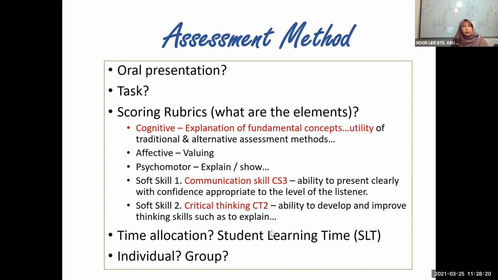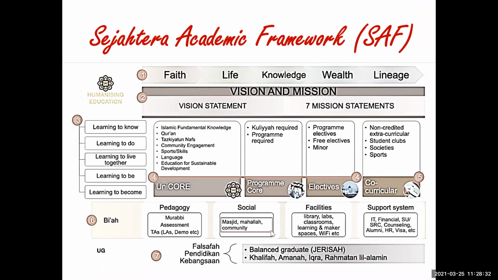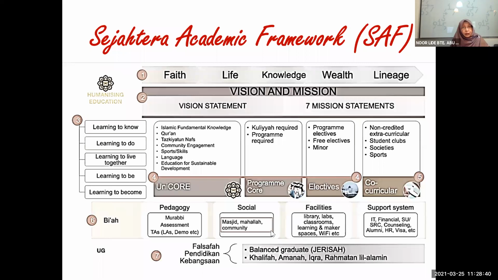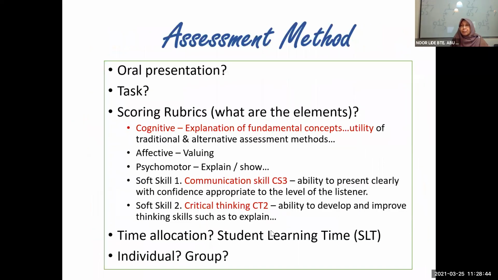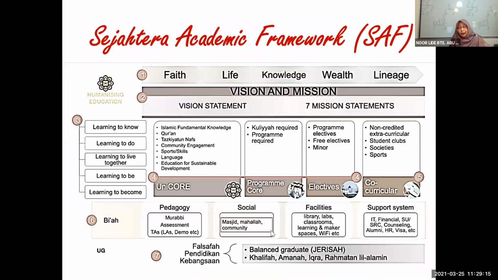Okay, so when you talk about your scoring rubrics, and then of course the elements of the Sejahtera Academic Framework. Maybe in the critical thinking aspect, you want them to look at it from the Islamic point of view. Let's say, for example, if we were to look at critical thinking, we can look at the difference between traditional and alternative assessment methods in terms of how well they can measure issues of fairness. This is an important issue, which we can relate to the Sejahtera Academic Framework. So then we have to think about how to incorporate.